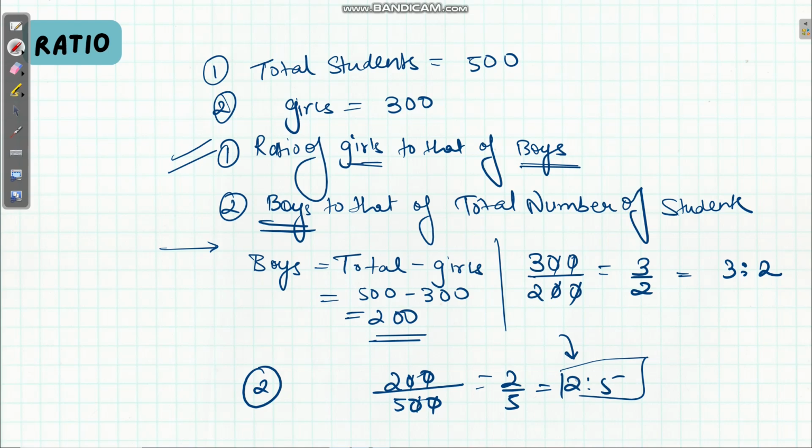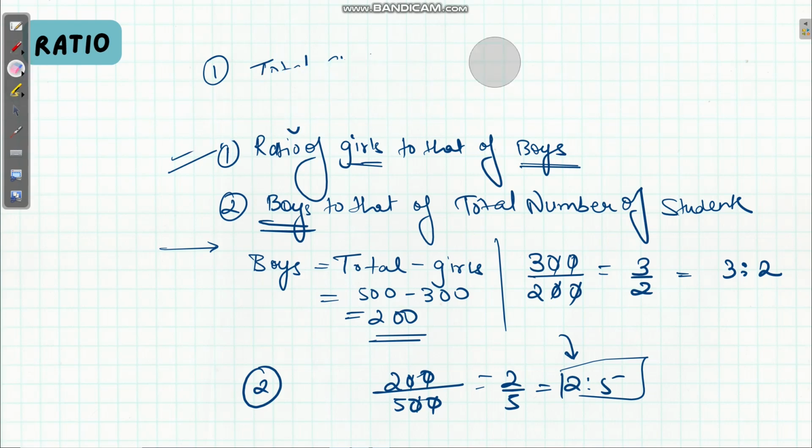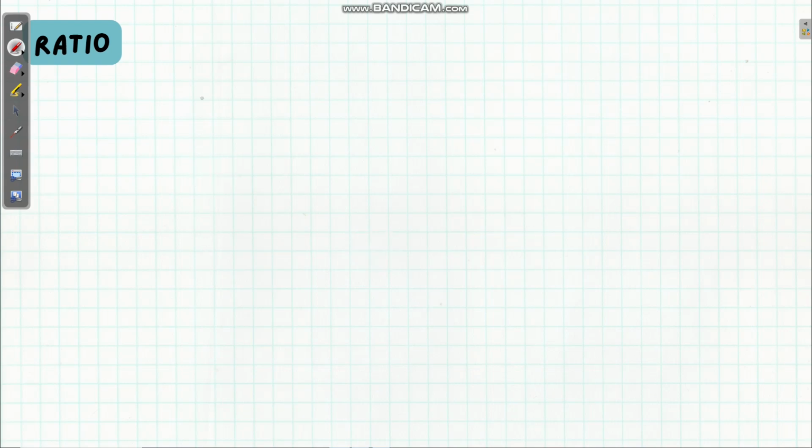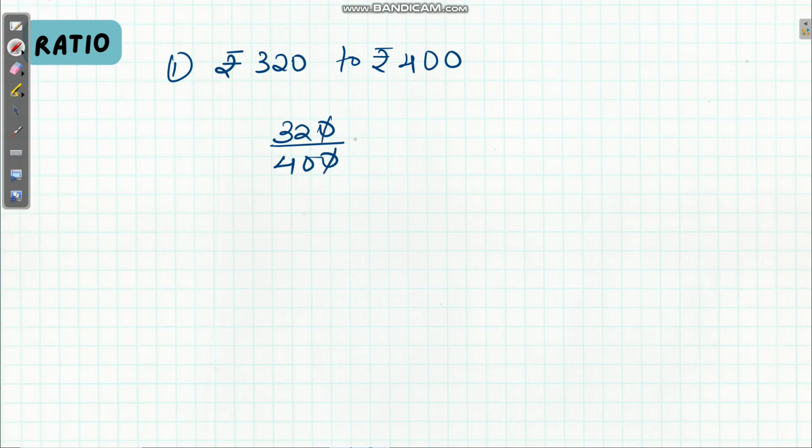So this is how you find a ratio. Let's take a few more examples and understand better. Let's find out the ratio of rupees 320 to rupees 400. Very simple question. You write down 320 upon 400. Cancel 0 and 0. You are left with 32 upon 40. Divide this number by 8. 8 fours are 32 and 8 fives are 40. The answer is 4 is to 5.